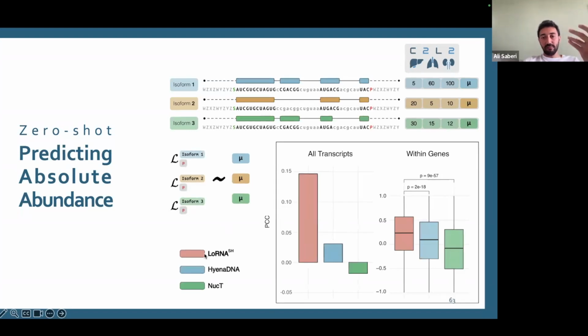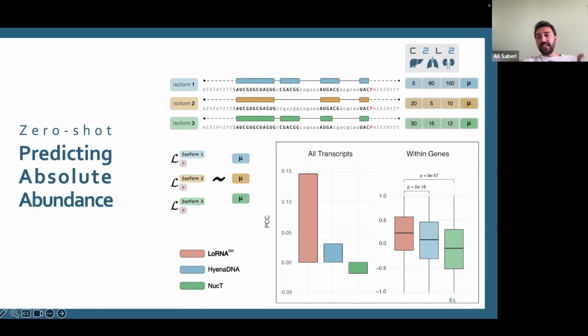These are the results of LoRNA and the two other DNA models. We're trying to explain that when LoRNA sees the RNA molecular architecture, it has extra information compared to the DNA foundation models. And here is the correlation. For all transcripts it is almost 0.15. Again, this is zero-shot.